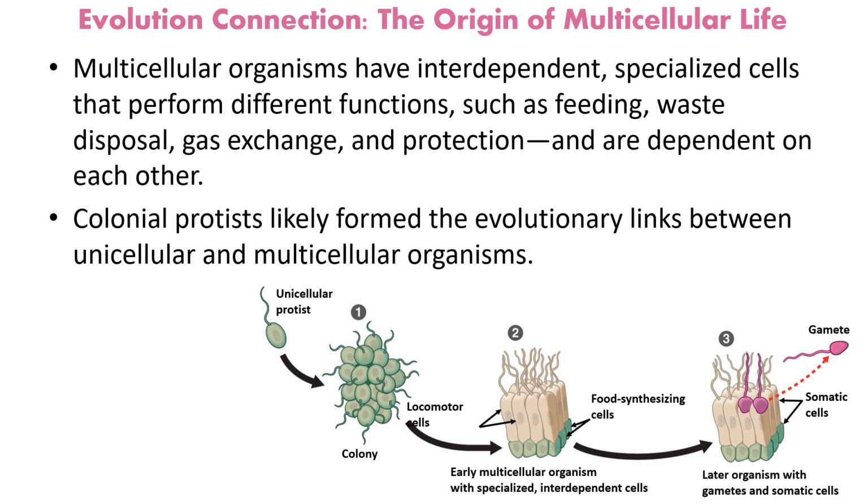There then is going to be this next step, which would have an organism that starts to have gametes and somatic cells, and that would be what we would consider a true multicellular organism. And so the earliest multicellular organisms are thought to have been colonial protists, and this is going to be our next step into the evolution of the diversity of life.